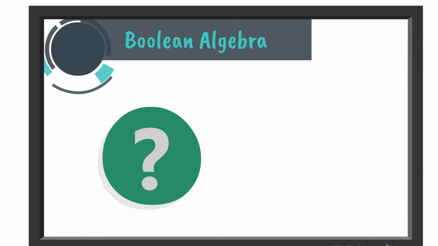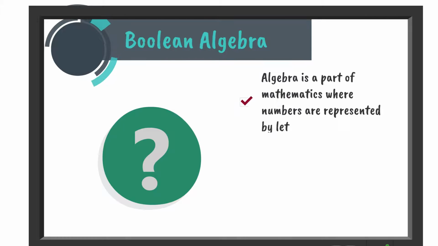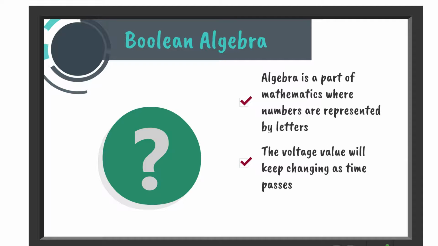Now let's talk about the term called Boolean Algebra. You may be asking, what in the world is that? Well, by now we should all be familiar with the term algebra. So let's start there. Algebra is a part of mathematics where numbers are represented by letters. We use these letters to represent numbers because we do not know what the actual numbers are.